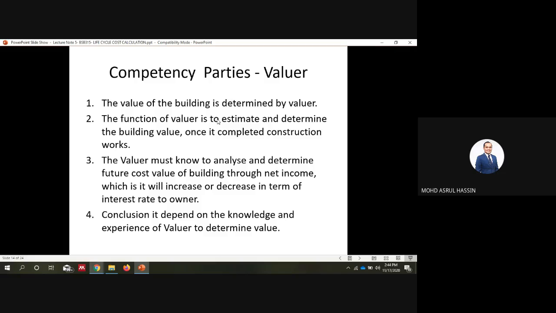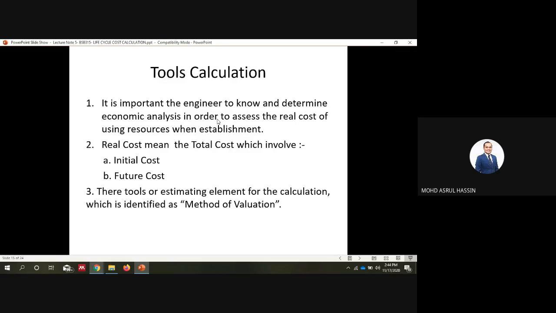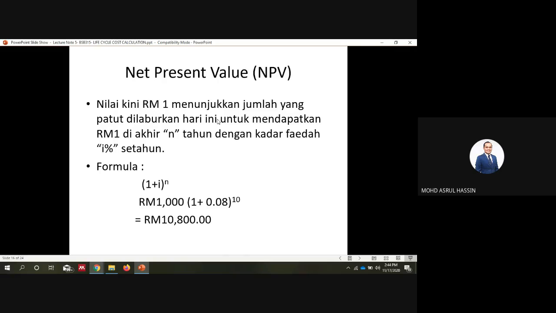The competent party is the valuer, who can value the price or the value of the building, to know, analyze and determine the future cost value of the building through net income. Total tools calculation is important for the engineer to know and determine economic analysis in order to assess the real cost of using resources when establishing. For example, we have initial cost and future cost, including the maintenance. Okay, this is a sample for calculation.